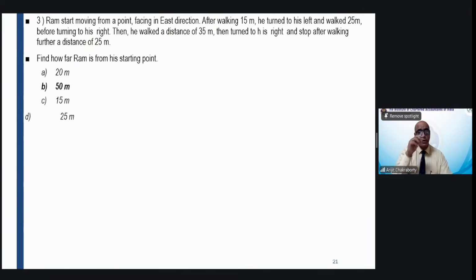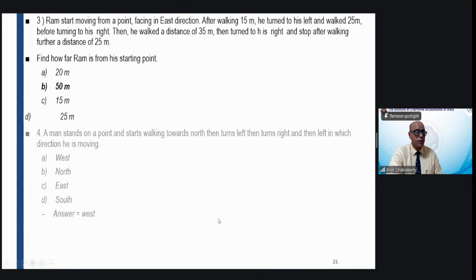So in this case, he has moved 15 meters towards the east, then 25 meters north, then 35 meters east, then 25 meters south. So currently he is exactly 15 plus 35, that is 50 meters. How far is Ram from his starting point? He is exactly 50 meters towards the eastern side from the starting point. So the correct answer for question number 3 is 50 meters. 50 meters is the right answer. Very good. Priyanka, Angel, both have given the right answer. We move to the next question, number 4.